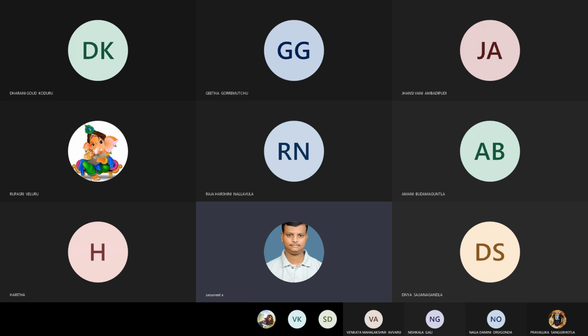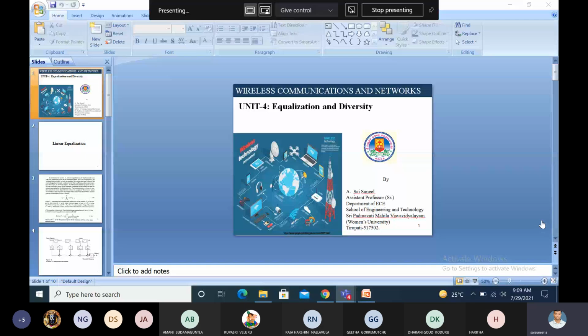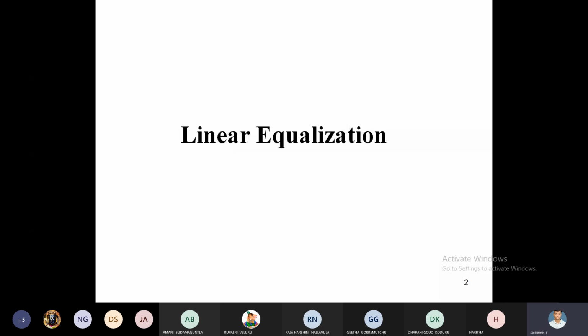Welcome to another session of Communications and Networks, Unit 4, Equalization and Diversity. Based upon the survey of equalization techniques, the first class is linear equalization.